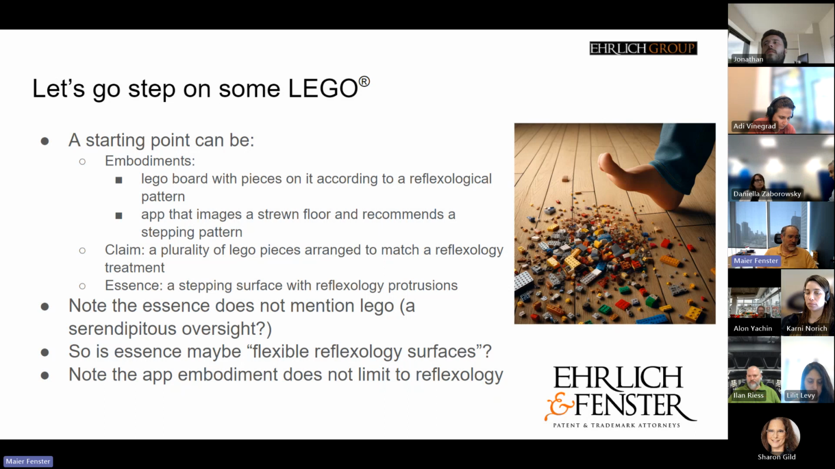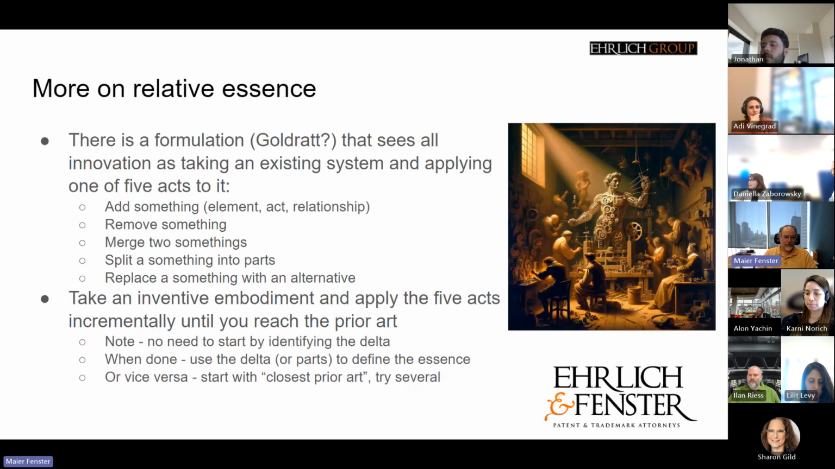Maybe it's the other way around. The embodiments are limited to reflexology because of prior art. I don't know. But that's how the process will go. Okay, the process will continue until we have a balance between the embodiments we have, the claim we're trying to claim, and our understanding of what the essence of the invention is. And we'll talk about the singular and plural in a few minutes.